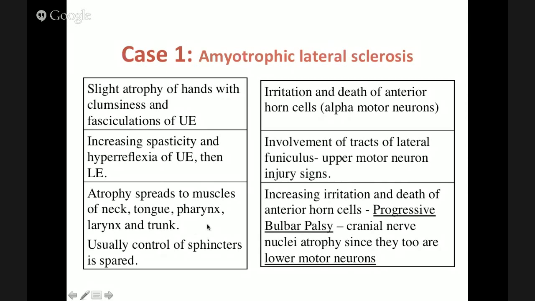As the atrophy is evidently spreading to muscles of the head and neck, the tongue, pharynx, and larynx, as well as to the trunk, but usually sparing the functions of the sphincters. So this is showing an increased progression of the disease, particularly as far as the head and neck is concerned, a progressive bulbar palsy. The cranial nerve nuclei are involved, containing those other lower motor neurons besides the ones in the ventral horn.